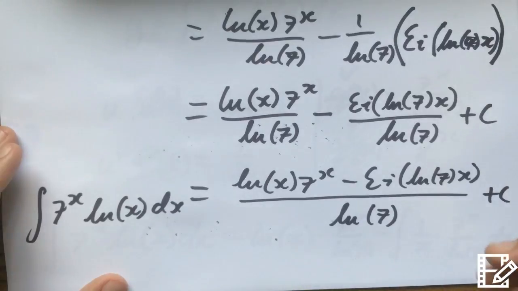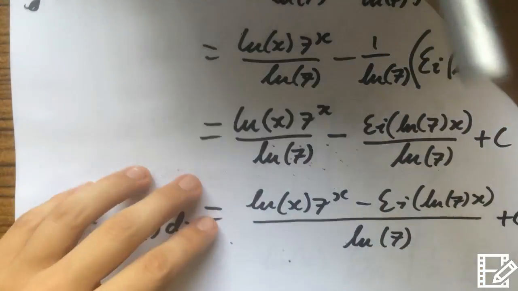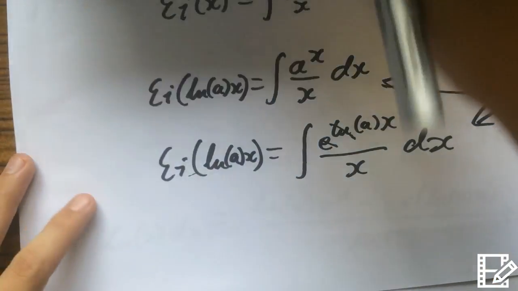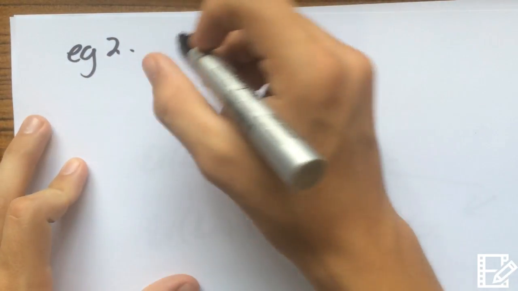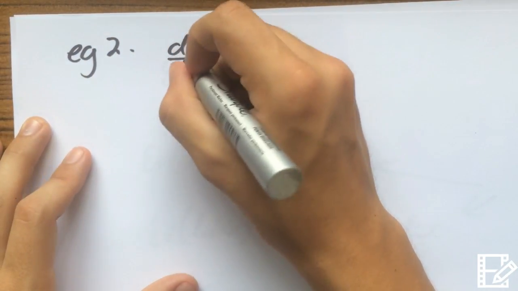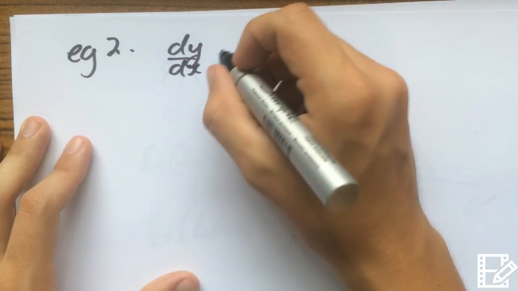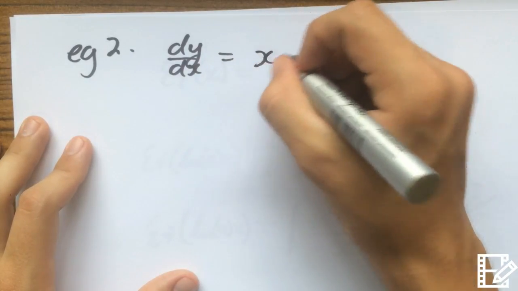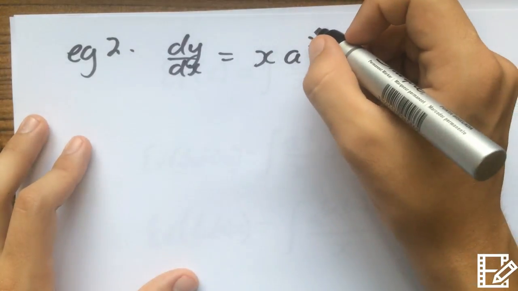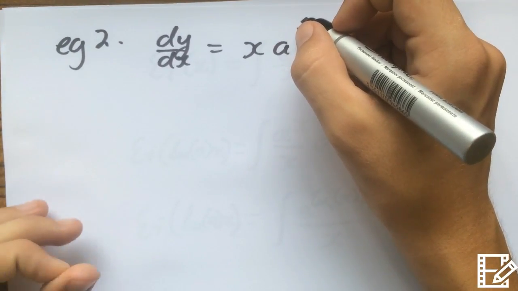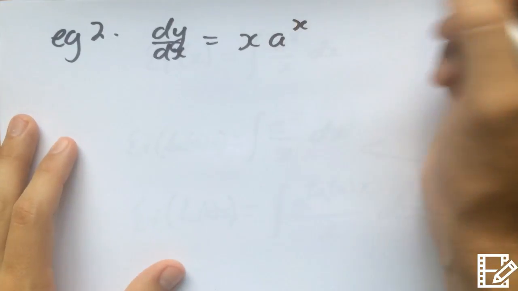Okay. Let's go on to another example. Hopefully that didn't confuse you too much. So we have example 2. Start off with our function. And it equals x multiplied by a to the power of x. Okay.